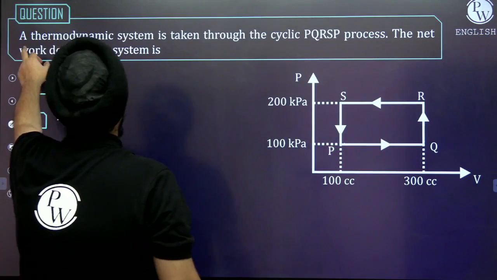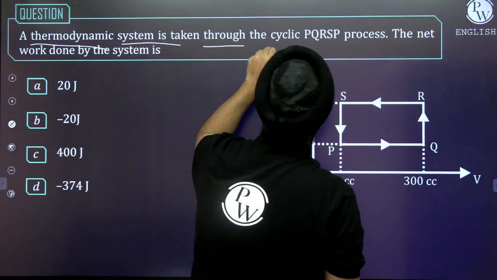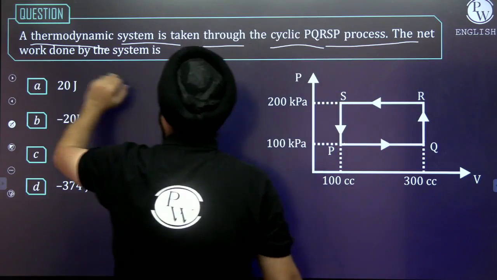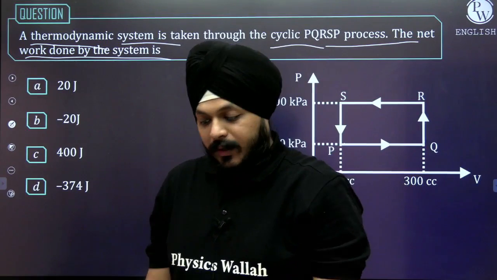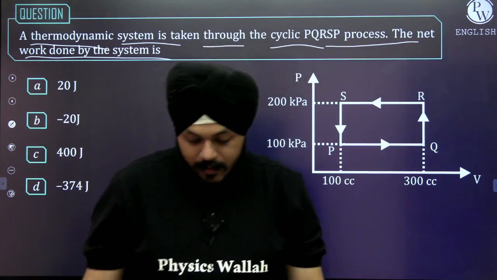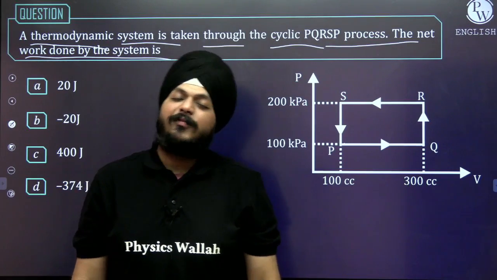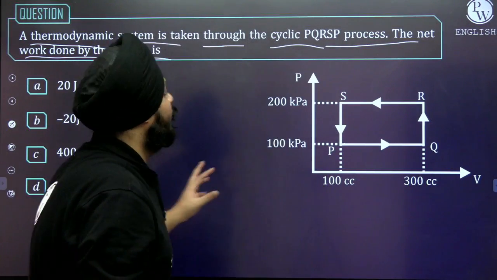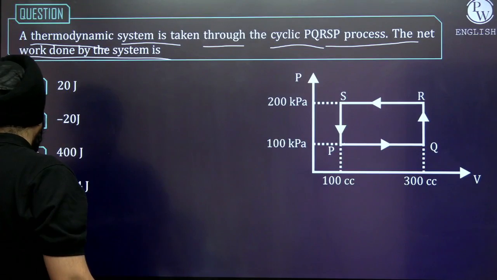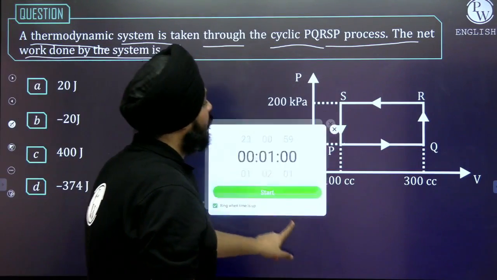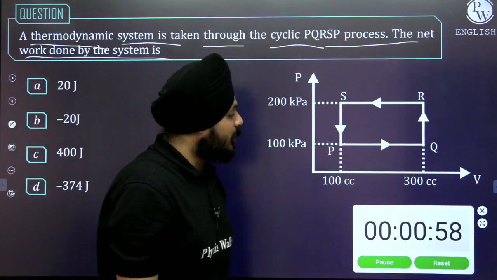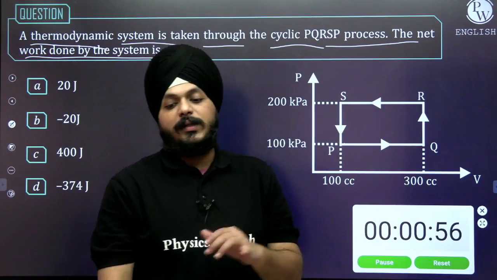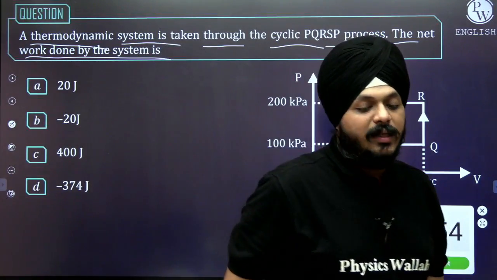A thermodynamic system is taken through a cyclic process. The net work done by the system, we are going to apply the shortcut. Because area under the PV graph, you are completely aware of it, but from this question we are going to see something new. There is a shortcut and also a long cut, but we are going to solve this by a shortcut. So let's give you all a minute to solve this question and we'll see the solution here.